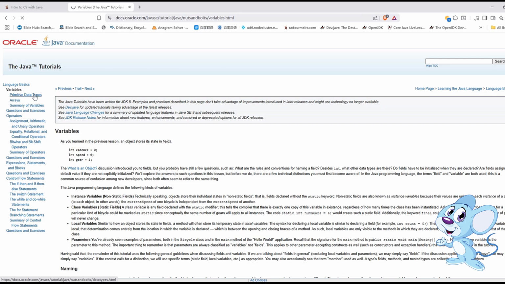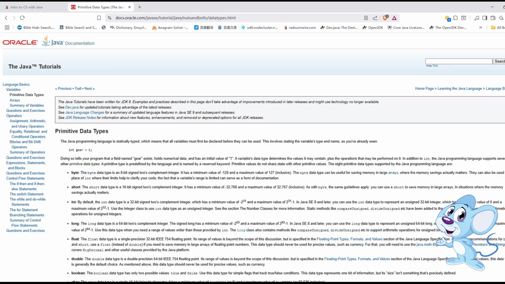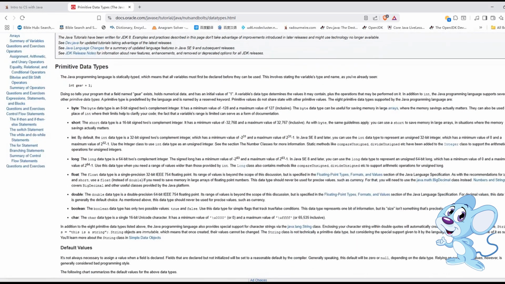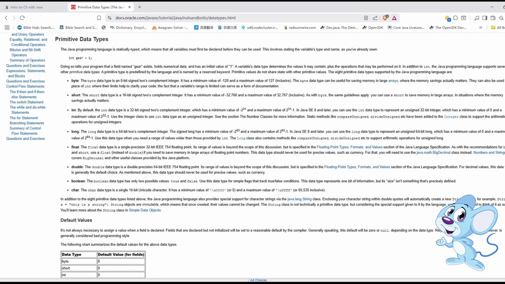Variables correspond to blocks of main memory, RAM, that a program has access to when it is running. There are different types of data that can be represented in a program, for example numerical data and textual data. When a variable is declared, its data type must be specified. There are two broad categories of data types in Java: primitive types and reference types.